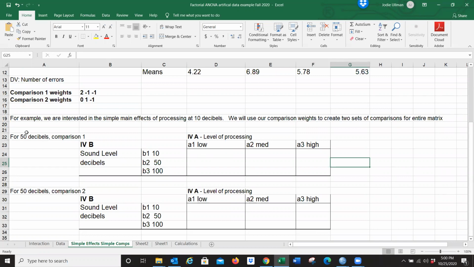So with 50, we no longer want to use data from the 10 milligram people, or 10 milligram, boy, absent-minded professor, 10 decibel level people. But we do want the 50. So we've got 2 minus 1 minus 1. And we don't care about the data from the 100 decibel people.